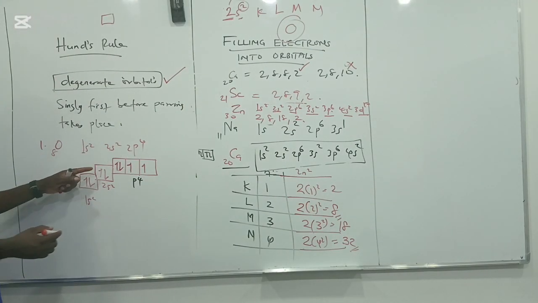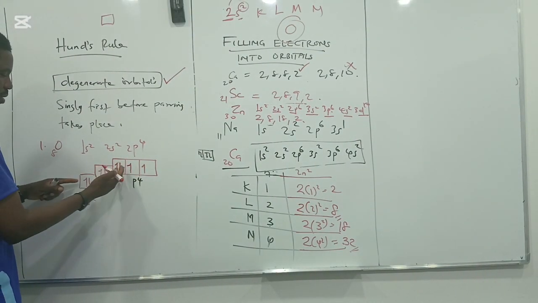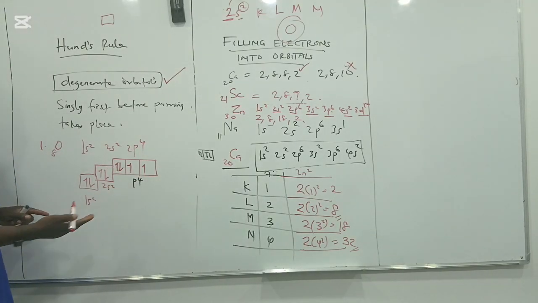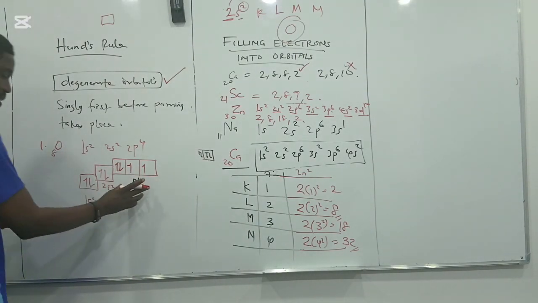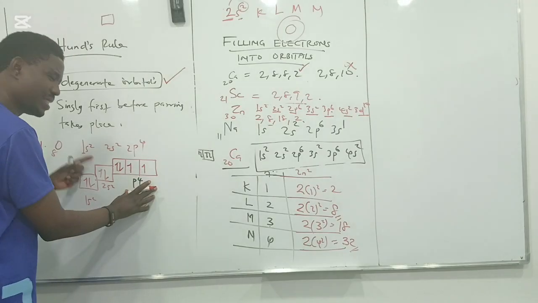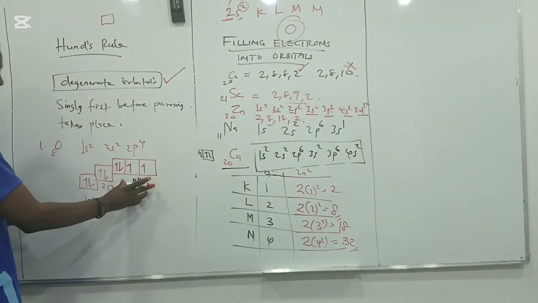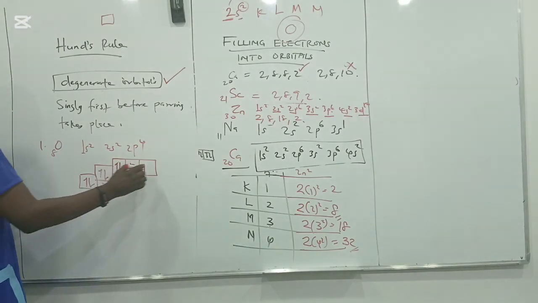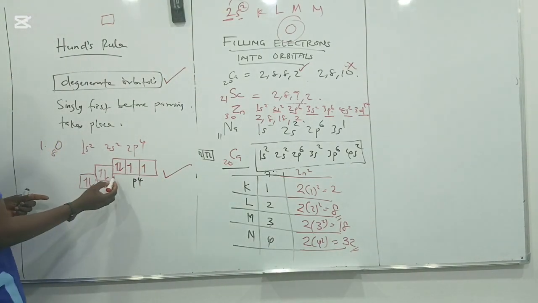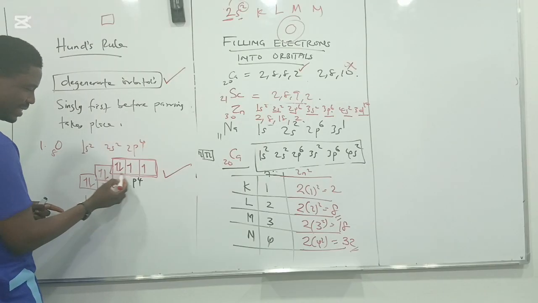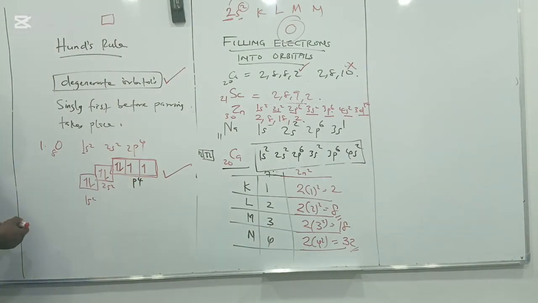So you can see now that instead of me just writing 2, 2 here and nothing here, that is not going to happen because the electronic structure will not be stable. All right. There will not be order there. All right. There will be cheating. All right. So this is what Hund's rule is. When filling electrons into these degenerate orbitals, we fill them singly first before pairing takes place.